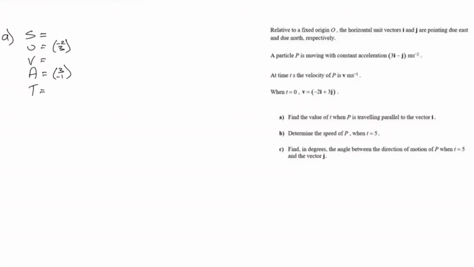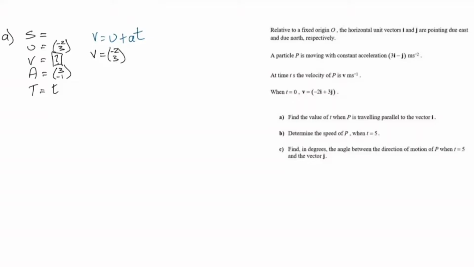Part A of the question does want us to find the value of t when the particle is travelling parallel to the vector i. Well, we know that the direction a vector is travelling is indicated by its final velocity or current velocity, that's indicated by the variable v. So let's go ahead and find an expression for the variable v. That's what we're looking for, and time we'll refer to as t. These are all linked by v equals u plus at.